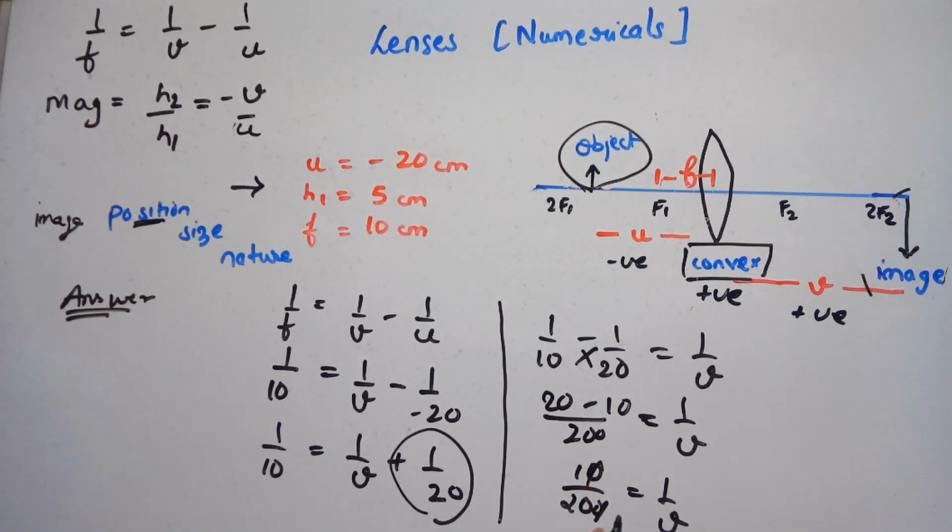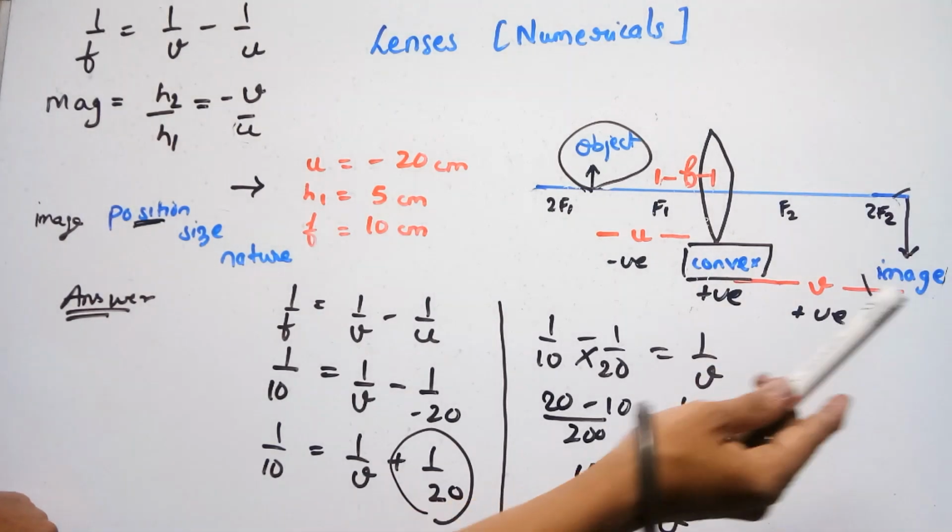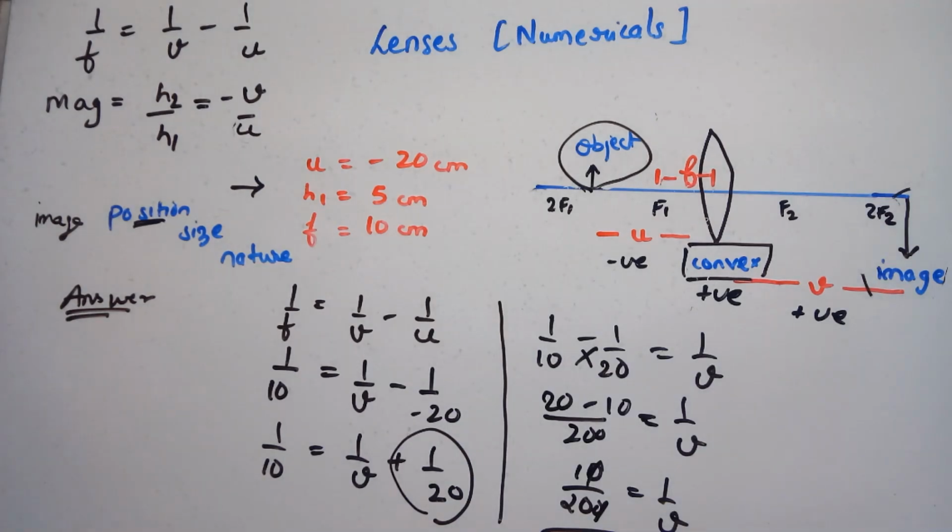So v, let's do the reciprocal. 1 upon 20 is the answer, so v will go up, 20 will go up, so v is equal to 20 centimeters. So I got my image distance as 20, and it's positive because the image is on the right hand side. So it was a simple calculation.